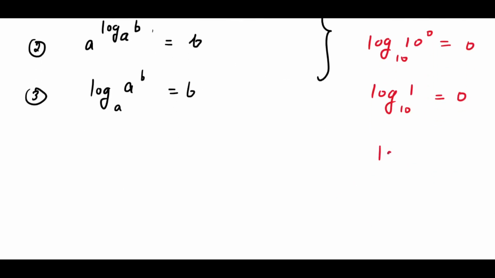Now log of 1 to the base 5, what is its value? 0. Yes. So from this I conclude that whatever be the base for log, if it is log of 1, it is always going to be 0. Yes or no? Right, students? Very good. Now let us solve a few problems.